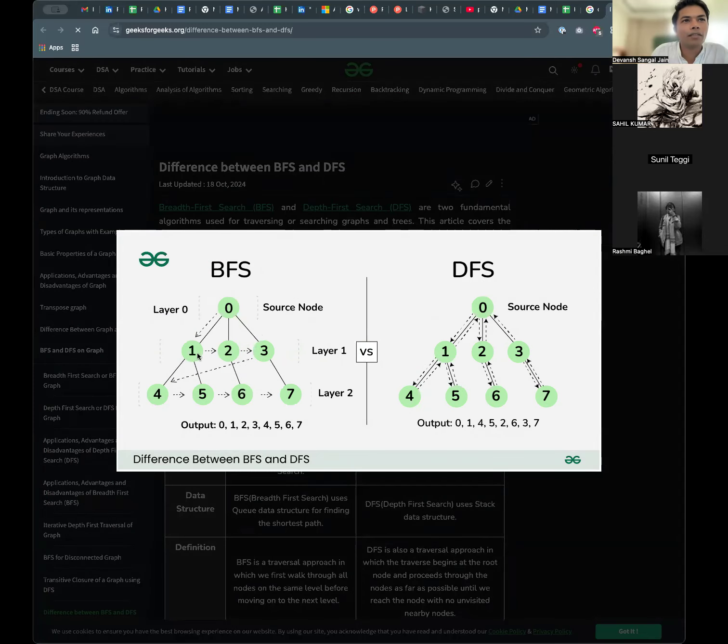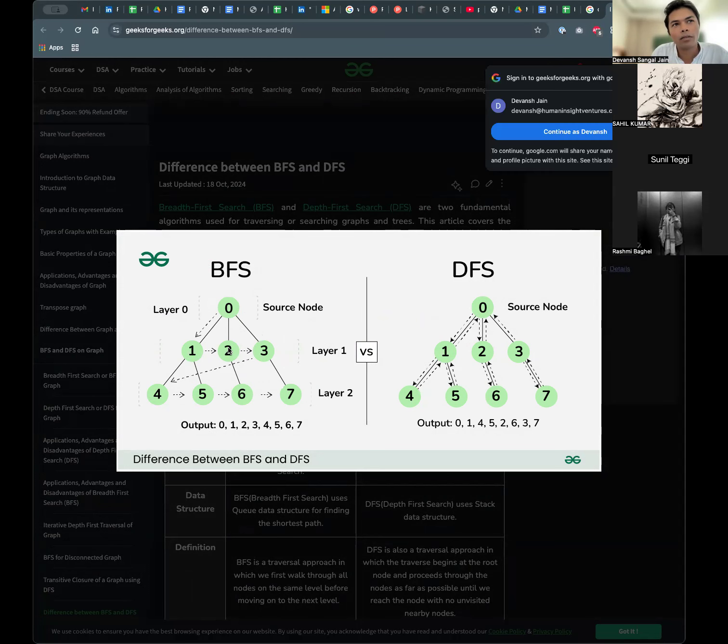In breadth first, you'll first take a quick look at everything under the root node, and then you'll take everything in layer 2, then layer 3, and then layer 4. If you do depth first search, you'll go to 1, then you'll go here.